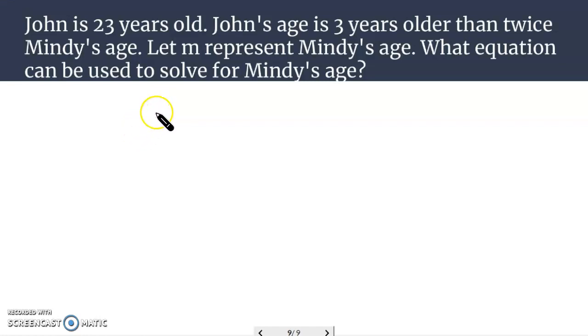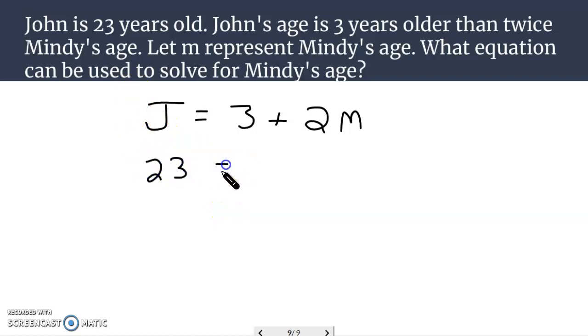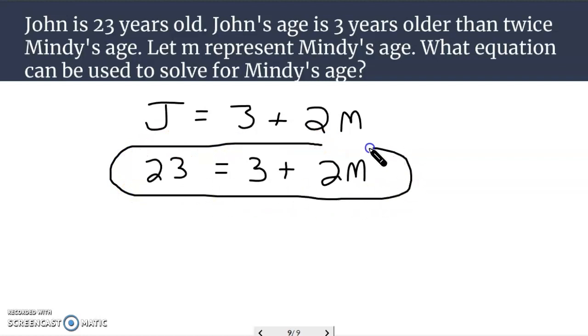Alright, so we're going to start off with, let's say this. John is, based on that second sentence, 3 years older than twice Mindy's age. J equals 3 plus 2M, but they tell us what John's age is, 23. 3 more years than twice Mindy's age, and we're just setting this up. If we wanted to find Mindy's age, we could subtract 3, divide by 2. I think Mindy would be 10.